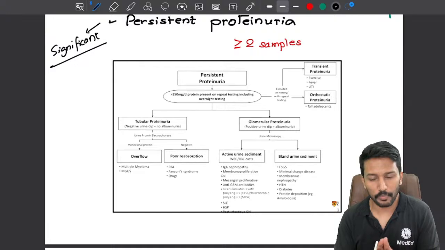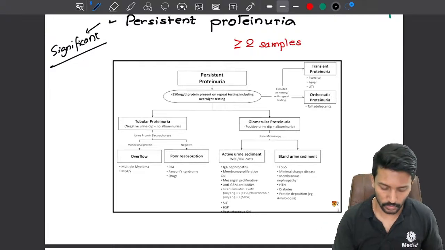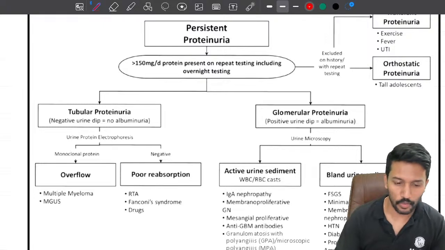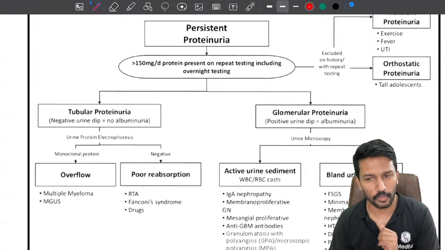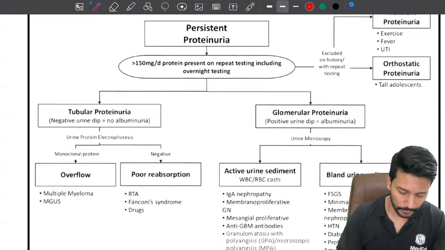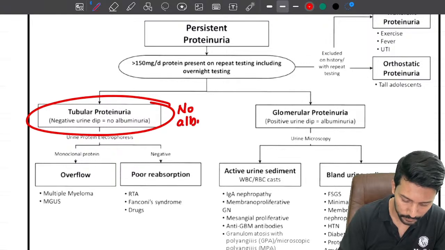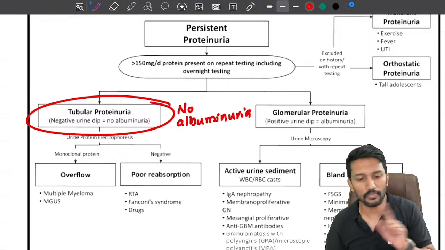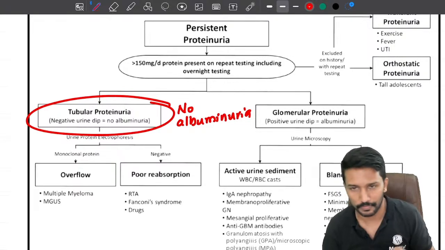Now, if you have proteinuria, how to differentiate? Because proteinuria can be because of a glomerular disorder. It can also be because of a tubular disorder. So, the most important point is when you have proteinuria, you need to learn to differentiate between tubular and glomerular proteinuria. So let us learn how to differentiate between that. Okay. So if it is a tubular proteinuria, there will be no albuminuria. That means you have protein in urine, but there is no albumin. Then the origin of this protein is from the renal tubules.